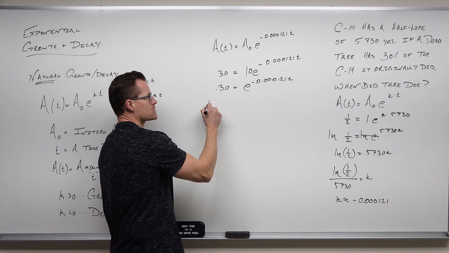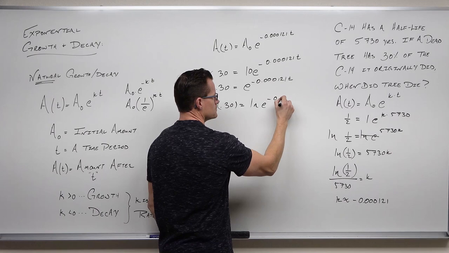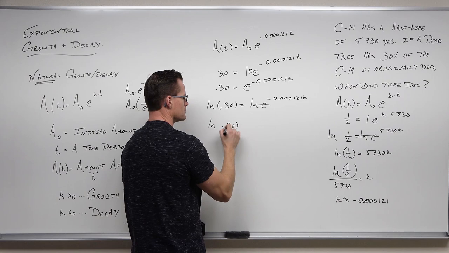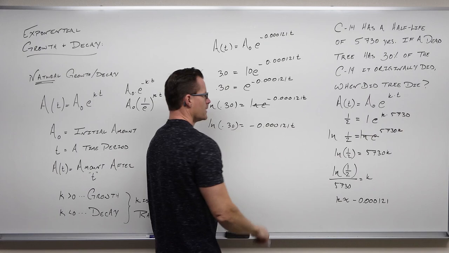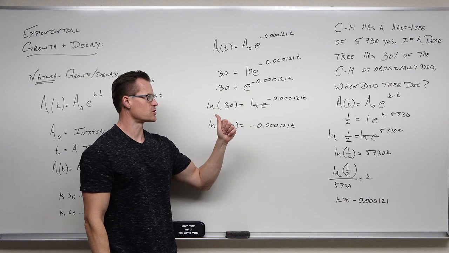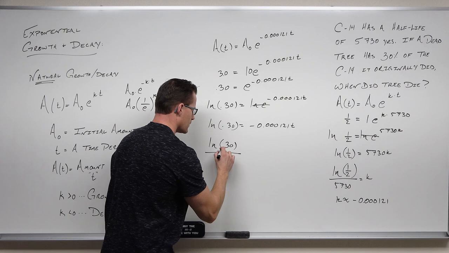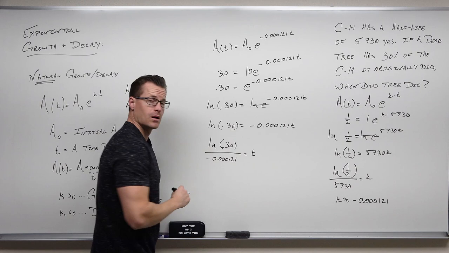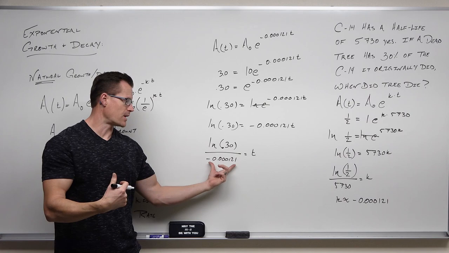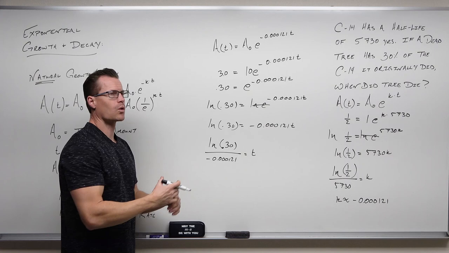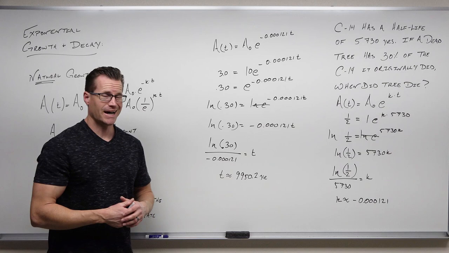Let's do a natural log of both sides. And I'm just working it down. We do an ln, of course, this composes a function's inverse, it cancels. If we divide both sides by that negative 0.000121, hopefully you recognize I have an ln of some value less than one, that's a negative, divided by another negative should give me a positive. That makes sense. Time should be in the future here, or some positive value that's saying this is how long ago this tree died. I am getting 9,950.2 years ago is how long ago this tree died.